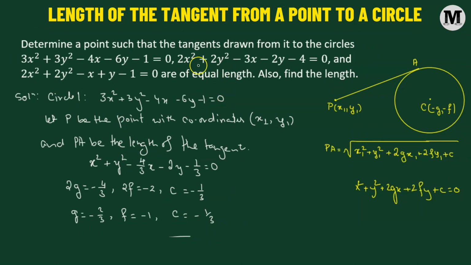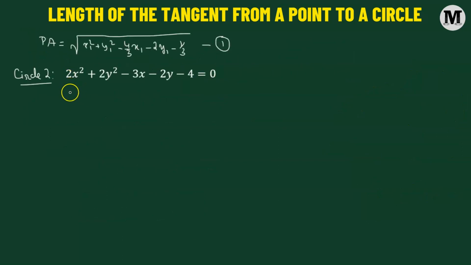Next, we go to the second circle with the equation 2x squared plus 2y squared minus 3x minus 2y minus 4 equals 0. Here we're going to divide each term by 2 so as to make the coefficient of x squared and y squared 1. So we get x squared plus y squared minus 3 over 2 times x minus y minus 2 equals 0. Now we'll consider a point B on the circle C2 such that if we draw a tangent from the point P (x1, y1) to the point B, then PB is going to be the length of the tangent. So our goal will be to find out the length of the tangent PB.